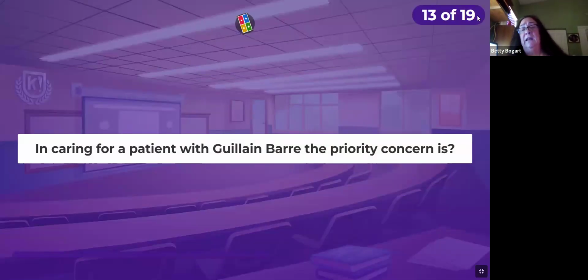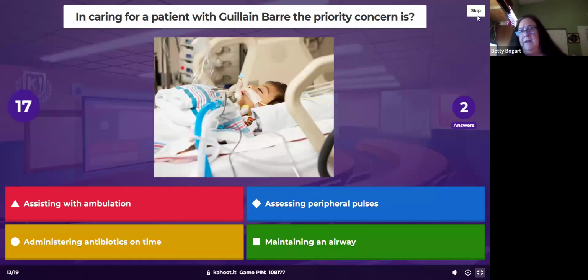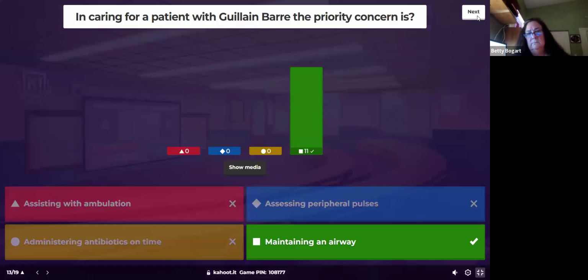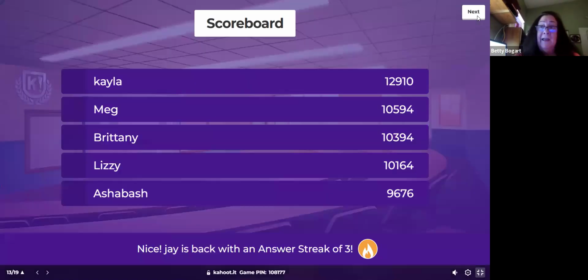In caring for a patient with Guillain-Barré, the priority concern is what? What's your biggest worry with Guillain-Barré? It's all about airway. I mean, it starts out with the shuffling feet, then it gets into incontinence and maybe constipation or even losing control of the bowels. But then it hits the respiratory center, it hits the diaphragm. So again, it's all about maintaining airway. Without airway, nothing else matters.